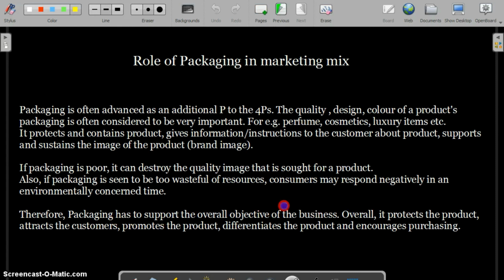Overall, it protects the product, attracts the customers, promotes the product, differentiates the product, and encourages purchasing. So that's all. There was nothing much to be discussed in packaging, so I just covered everything that was needed in this one slide. Hopefully you understood the topic. Just go through this and it should be clear.